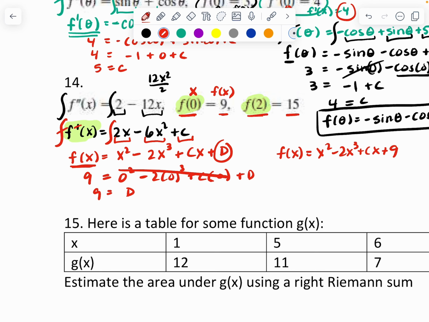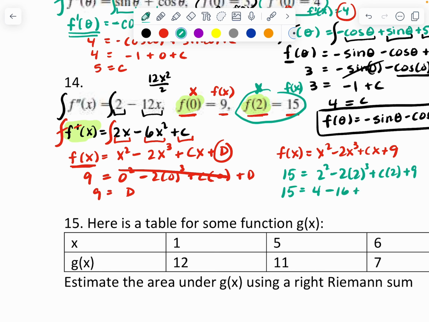Now, all I have to do is find that c. Well, now I can use my other initial condition to do that. It says if x is 2, then f of x is 15. So this is going to be 15 equals, replacing all the x's with a 2, 2 squared minus 2 times 2 cubed plus c times 2 plus 9. So it's going to be 15 equals 4 minus 16 plus 2c plus 9. So 15 equals, let's see, 4 minus 16 is negative 12. Negative 12 plus 9 is negative 3 plus 2c. If I add 3 to both sides, I'm going to get 18 equals 2c. If I divide by 2, I'm going to get that c equals 9.